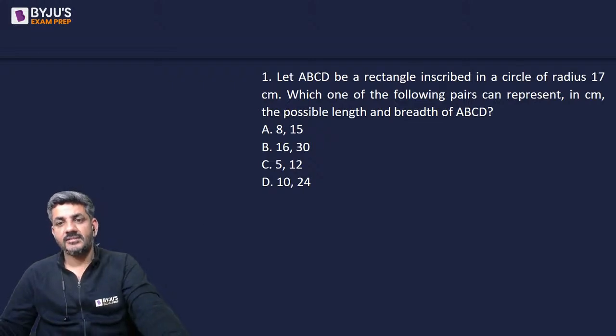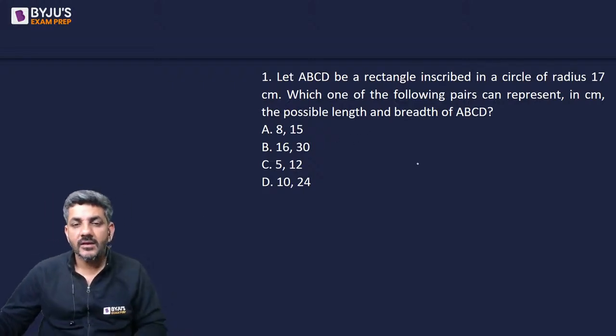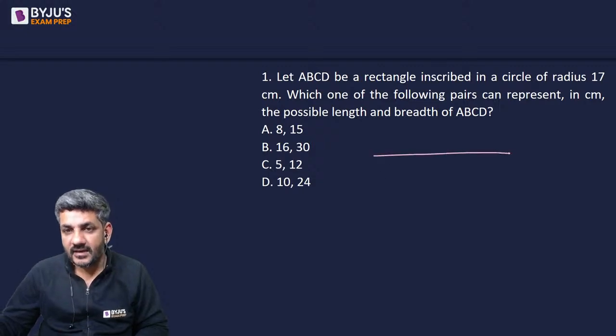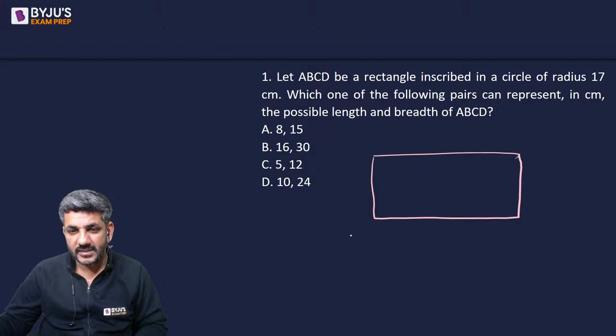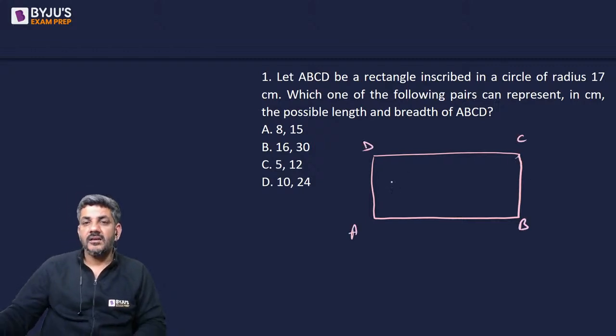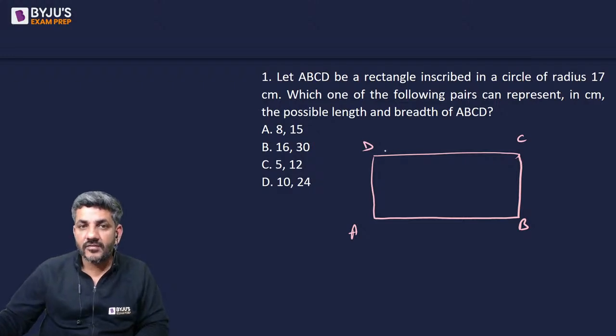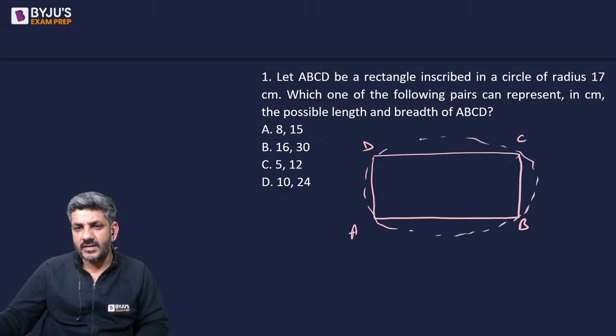So let's see what the answer is. We have got two answers. ABCD is a rectangle. Let me make the rectangle ABCD. So here is ABCD as a rectangle. It is inscribed in a circle of radius 17 centimeters. So there is a circle like this, of radius 17 centimeters.